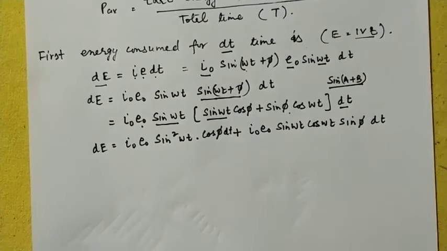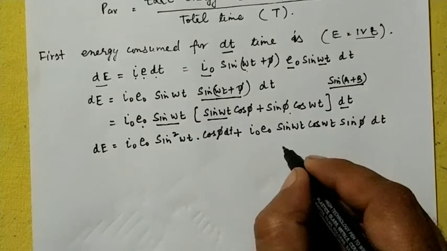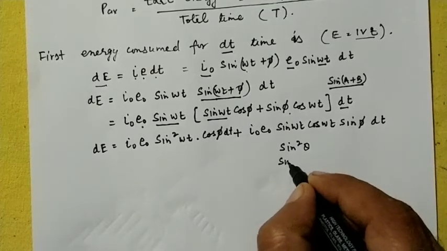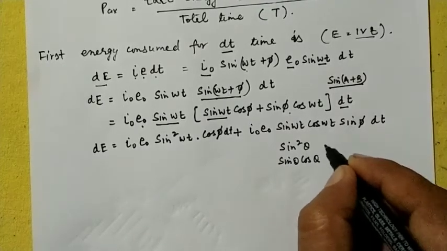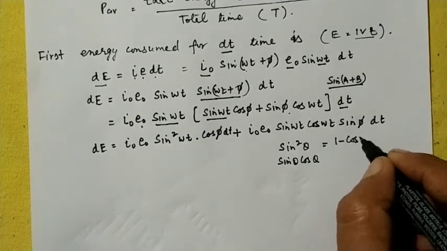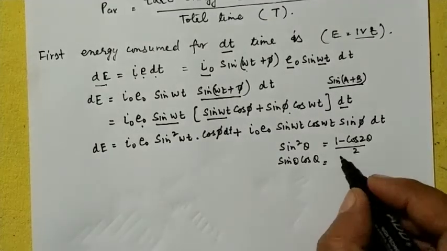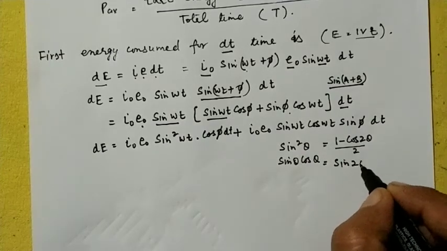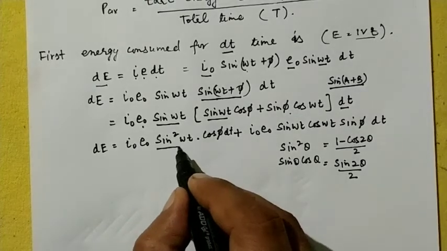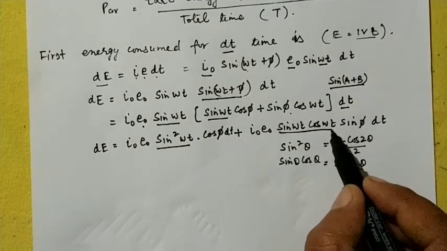It is just a little bit lengthy, but still we solve it. Here we use sine square theta, and sine theta into cos theta. We know that sine square theta is 1 minus cos of 2 theta divided by 2. And sine theta into cos theta is nothing but sine 2 theta divided by 2.